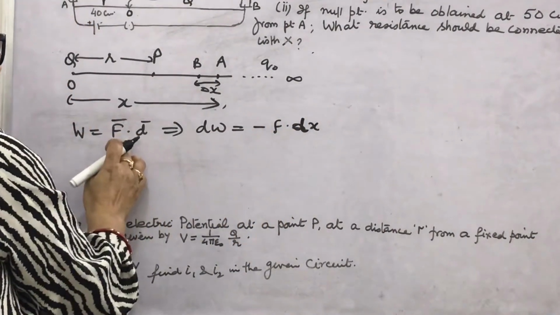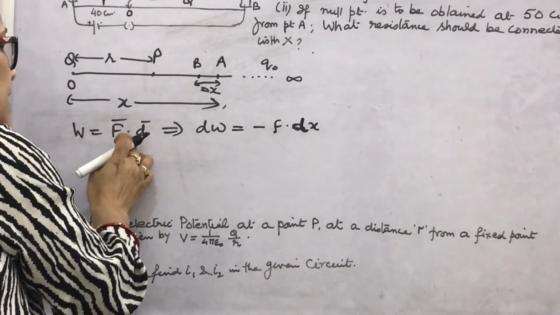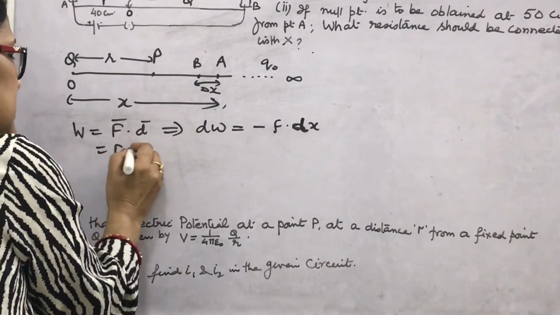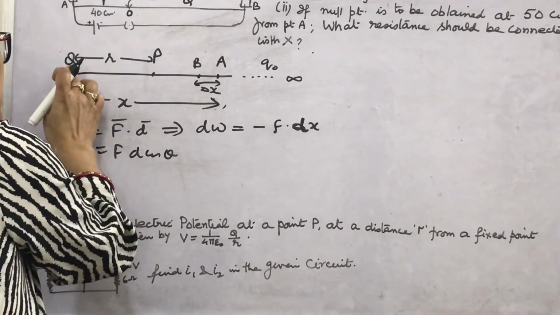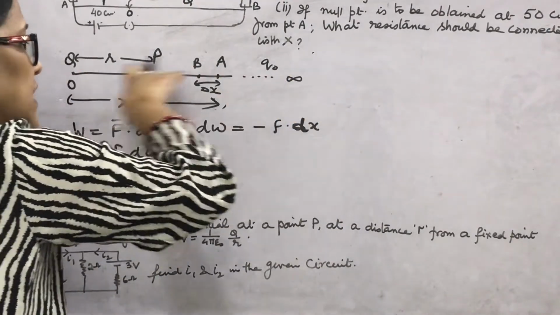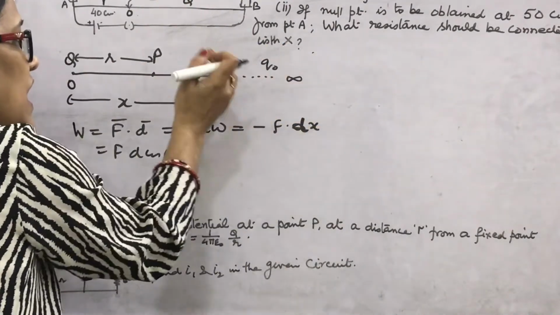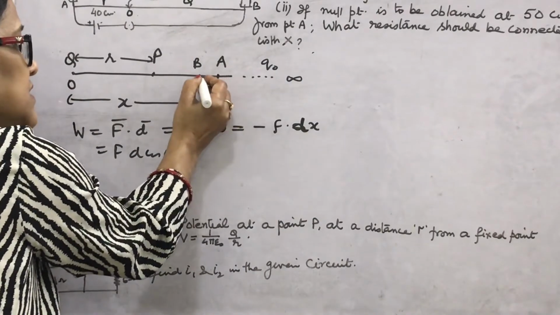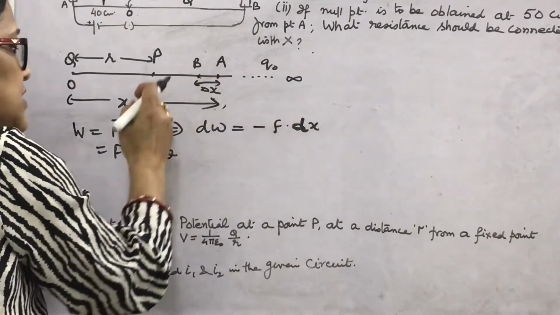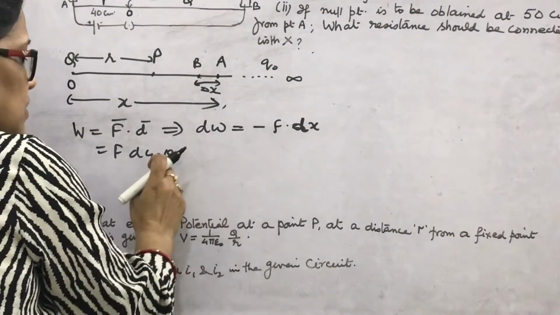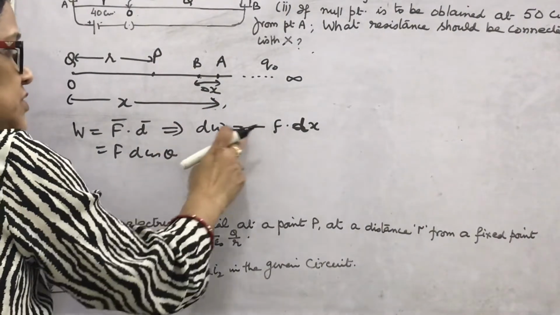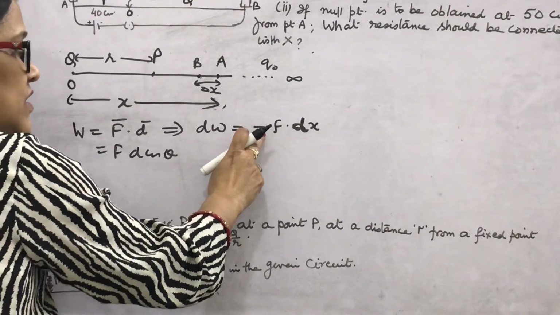Why? Because this F dot d, you know, is F d cos theta. What is theta here? The point charge has its force, its electric field in this direction, and displacement of the test charge is done from A to B against this electric force. So theta is 180 degree. Cos 180 is minus 1. So this minus is here.